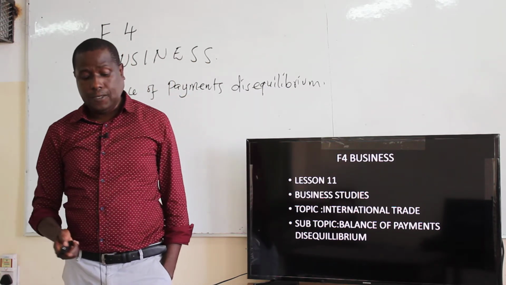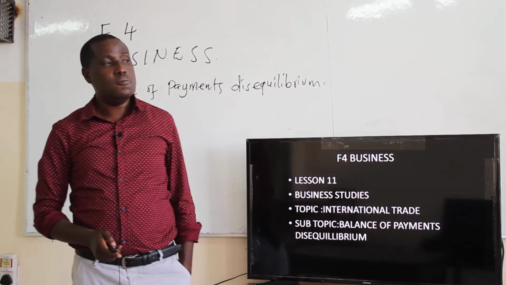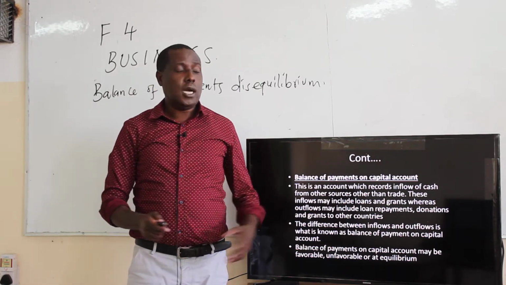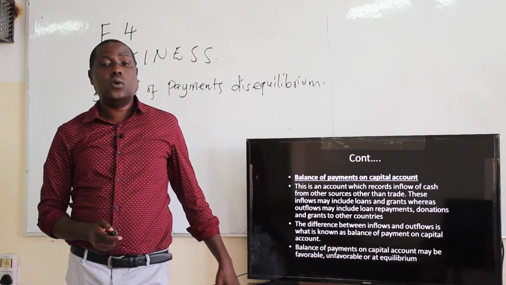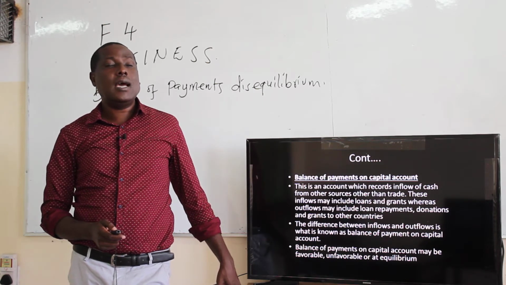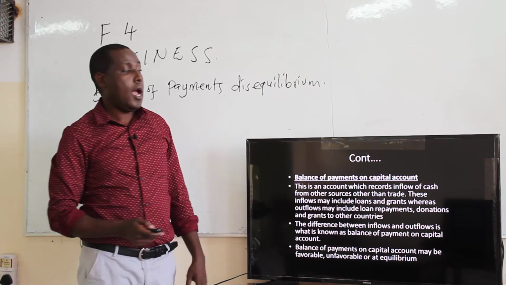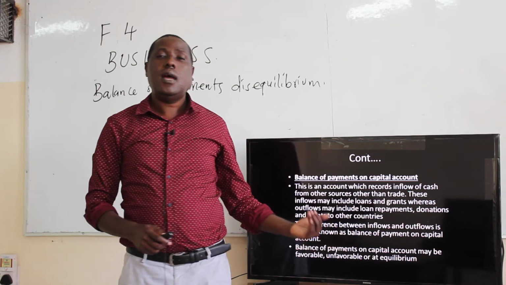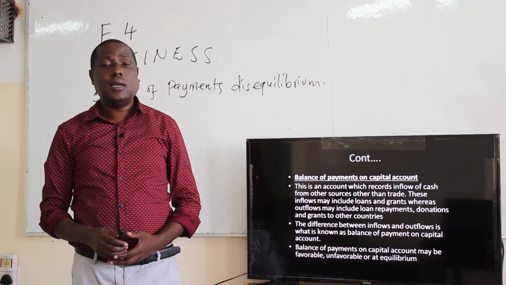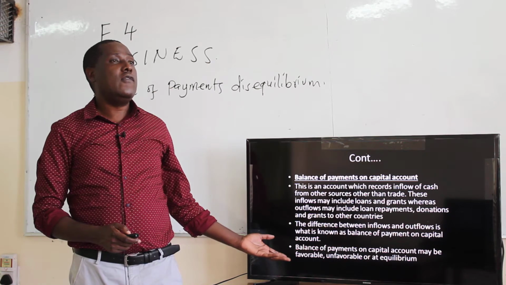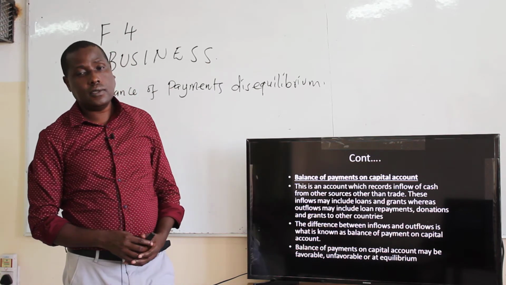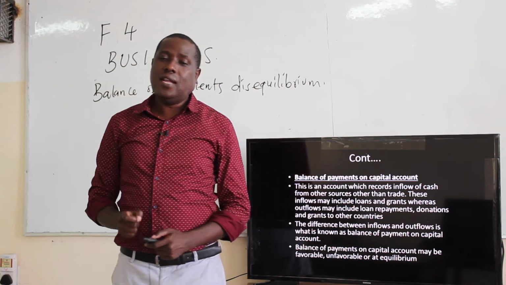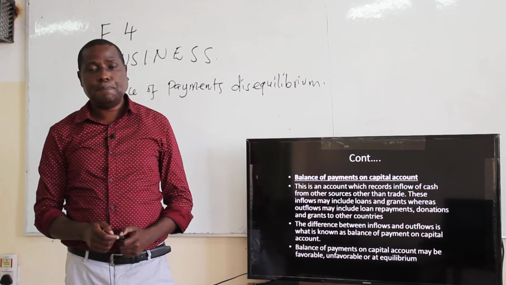Then we looked at the various accounts that can be maintained when we have a balance of payment. Now we discussed one yesterday, that was balance of payment on current account, where we said this is an account that has the visible and invisible exports and imports. Then we have on one side the payments and receipts on the other. So today we pick up from there and discuss balance of payments on capital account.